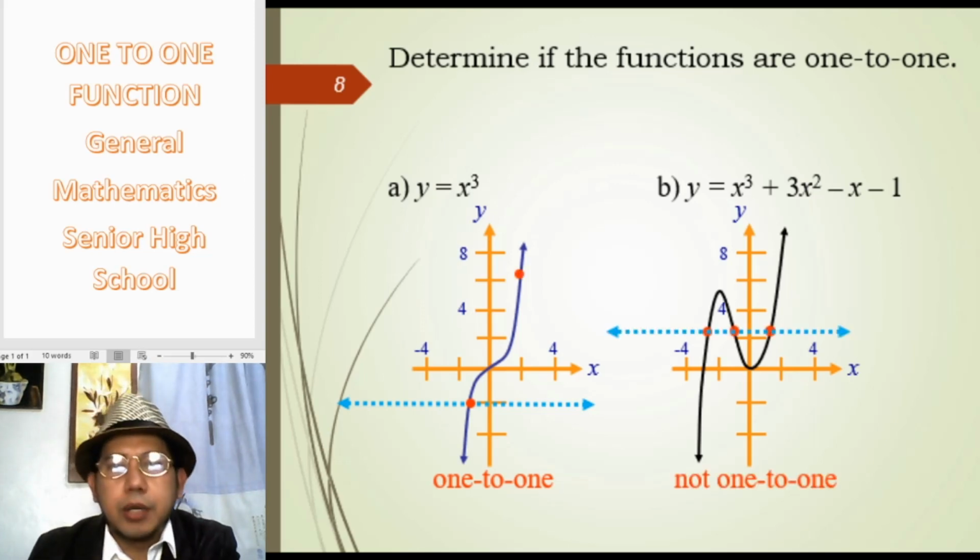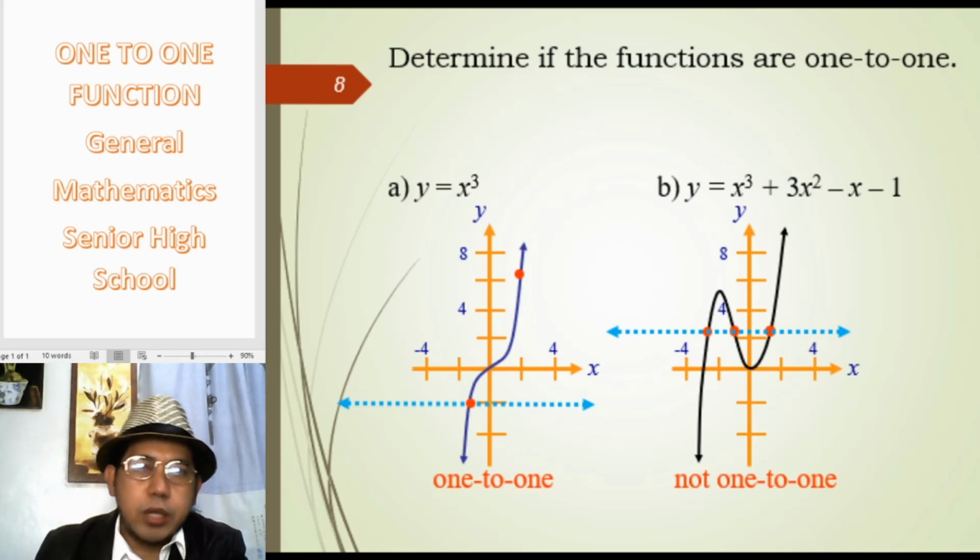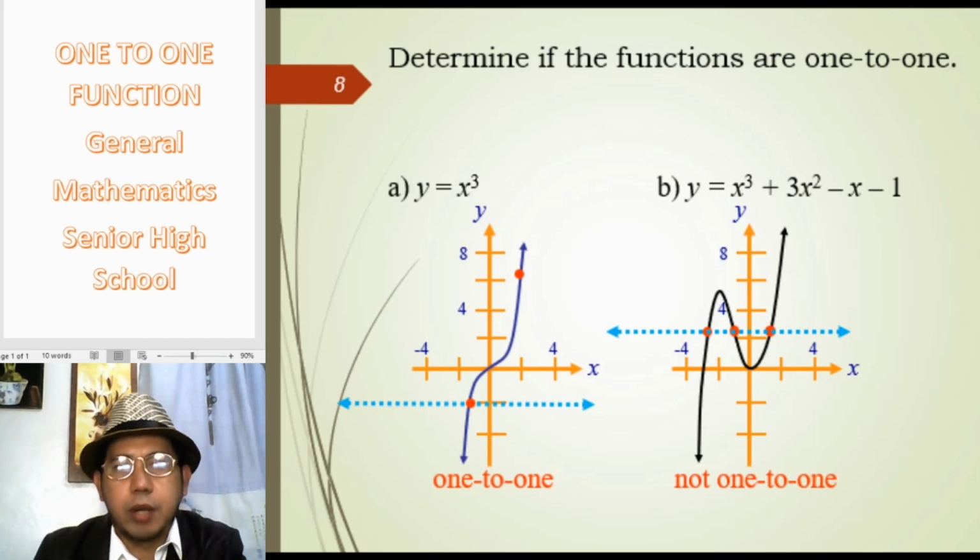So how about the other one? You will notice that when I have my horizontal line test, now it will intersect this f of x is equal to x raised to 3 plus 3x raised to 2 minus x minus 1 at exactly 3 points. Meaning to say, the use of the horizontal line test fails this function to qualify as a one-to-one function.